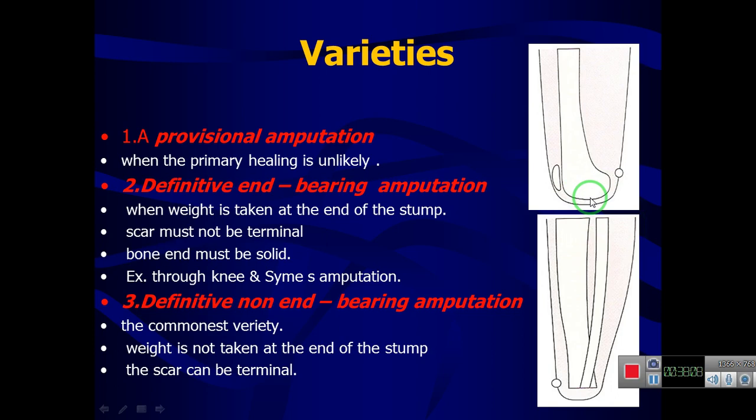As for definitive non-end-bearing amputation, it is the common variety. All the upper limb and most lower limb amputations come into this category because weight is not taken at the end of the stump, so the scar can be terminal.